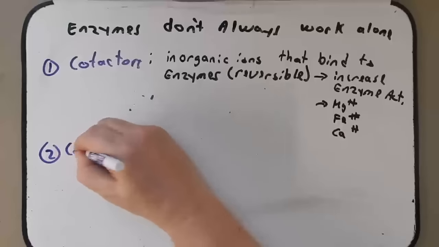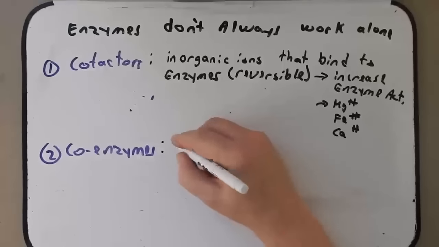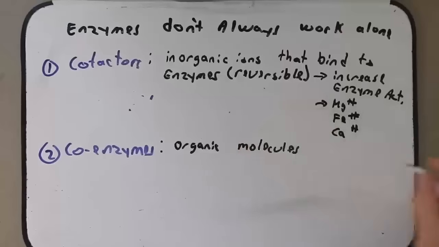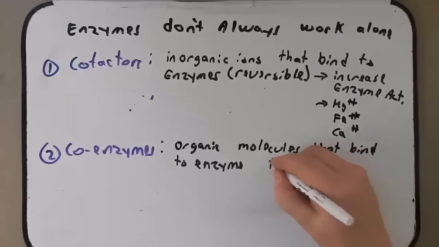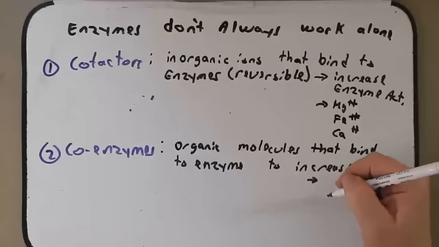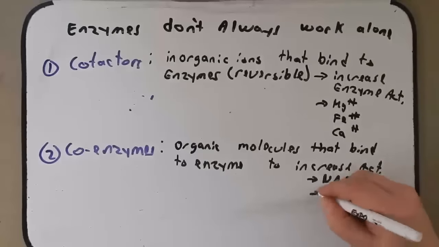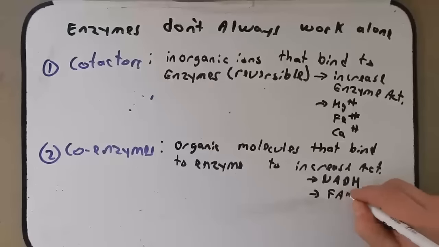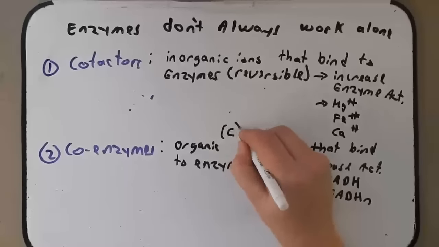Next, I want to talk about the coenzymes. What makes coenzymes different than cofactors is that coenzymes are organic molecules. They do a similar thing. They bind to the enzyme to increase activity. Now, some examples of these are molecules we'll talk about when we talk about respiration and photosynthesis, but NADH and FADH2. And remember, when I say organic, what I'm really saying is a molecule that contains carbon.